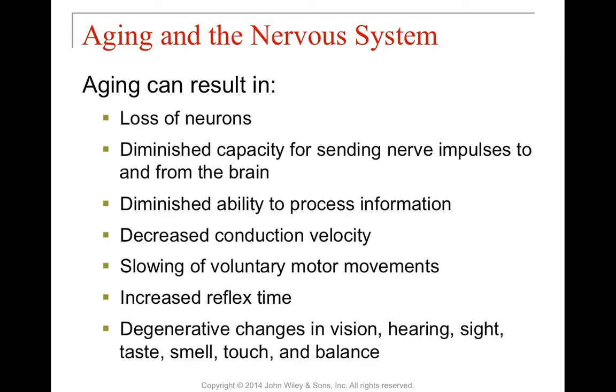So aging results in the loss of neurons, right, and diminished neuron function. So a diminished capacity for the nerves that are present for sending impulses to and from the brain, and a slower ability to process that information. So it takes a little bit longer to process information as you get older. And also the conduction velocity slows down. So it's not only that it takes you longer to process information, but to relay that information as well.